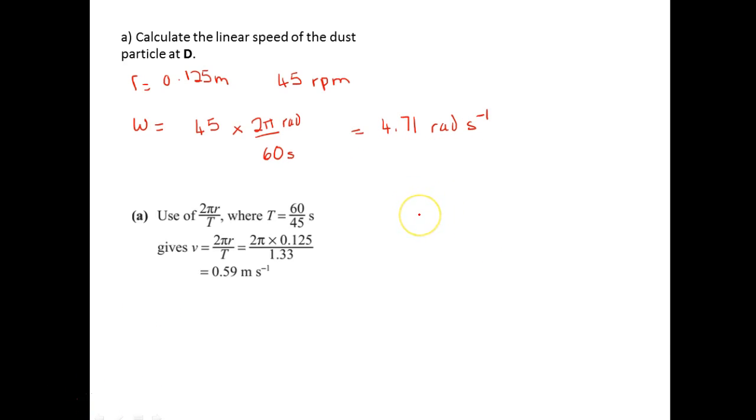Of course, in any of these sorts of questions, you don't have to solve for the angular velocity. You could solve for the linear velocity directly by remembering that the linear velocity is 2 pi r over the time period, which is the time for 1 revolution, and here in 60 seconds we have 45 revolutions. So it's perfectly acceptable to calculate the linear speed directly. I just want to show you a range of options.